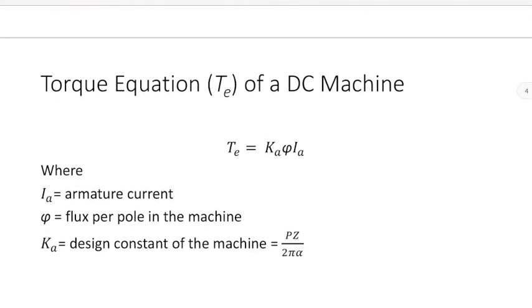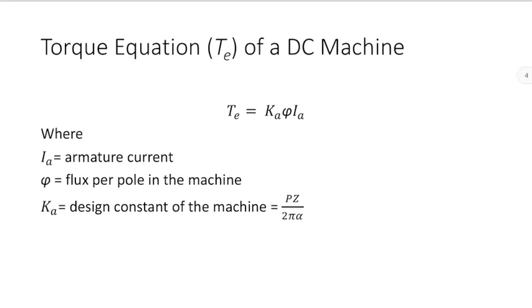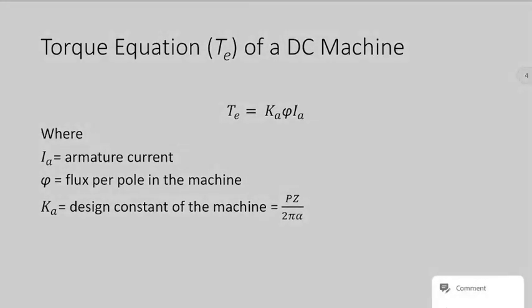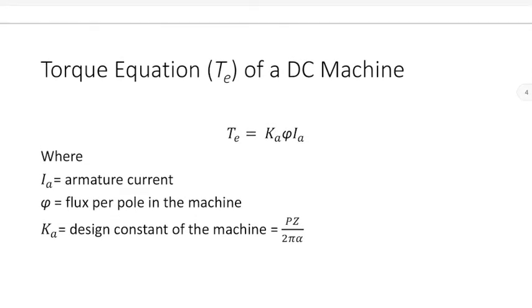Then we also have the torque equation for our DC machine. Our torque is simply the force of rotation of our DC machine. Most often, this is more helpful for motors, for DC motors. So we still have Ka. As I said, it doesn't change whether you use the DC machine as a generator or a motor. Then we also have the flux per pole, and this time we add Ia, which is the armature current, or the current flowing through the armature.